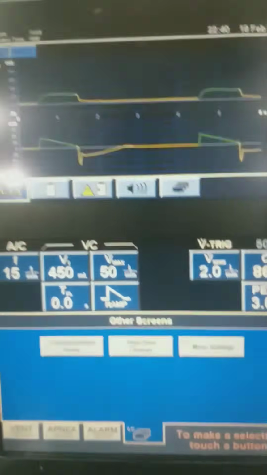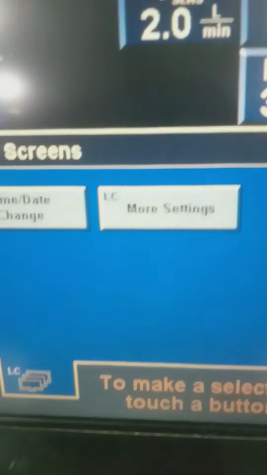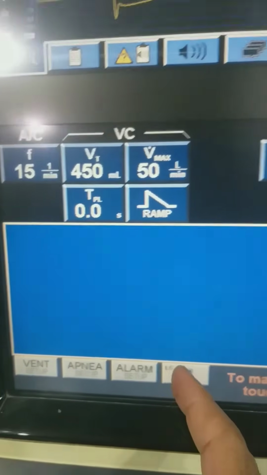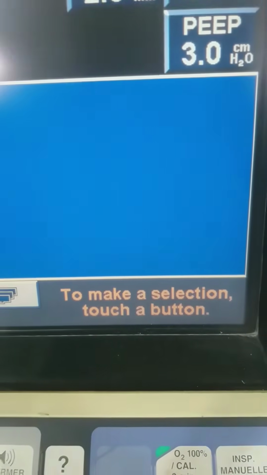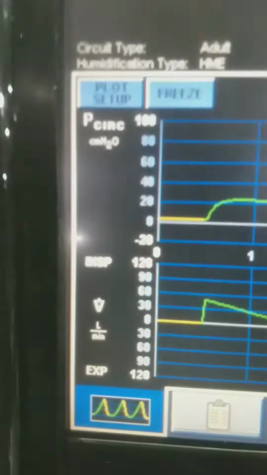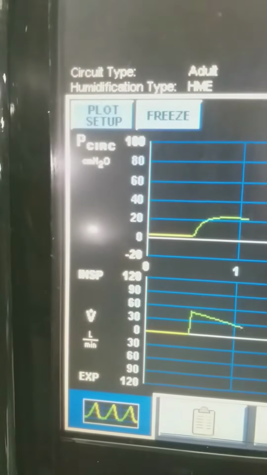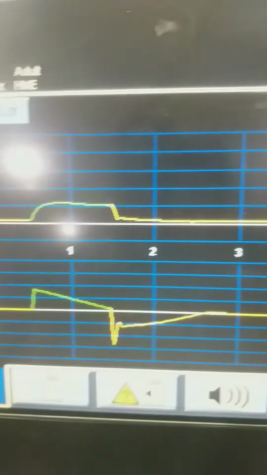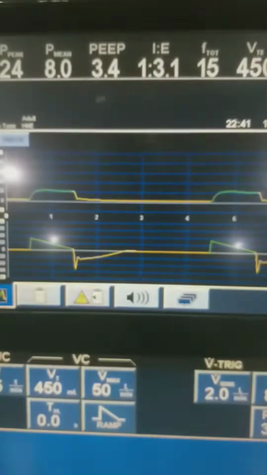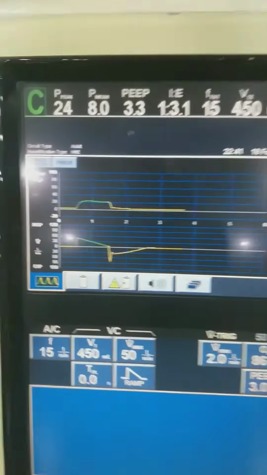After this we have another button which shows us certain settings inside the PB480. To make a selection, touch a button, then you will remove the dial, and you can put it upward and downward. So these are the main settings which are displaying. Now there are certain waveforms and curves. So this is a pressure and flow time. If you look at it, these are the main graphs, waveforms and the curves.